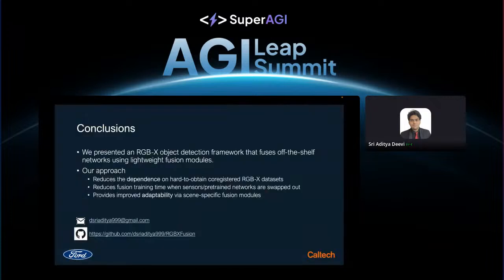To conclude our work, I presented an RGBX object detection framework that fuses pre-trained single modal networks using lightweight fusion modules. In summary, our approach reduces the dependence on hard to obtain co-registered RGBX datasets, reduces fusion training time when sensors or pre-trained networks are swapped out, and provides improved adaptability via scene-specific fusion modules.